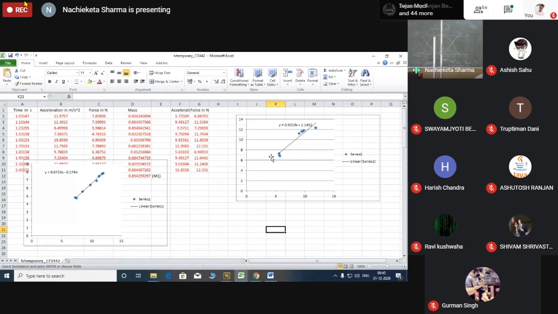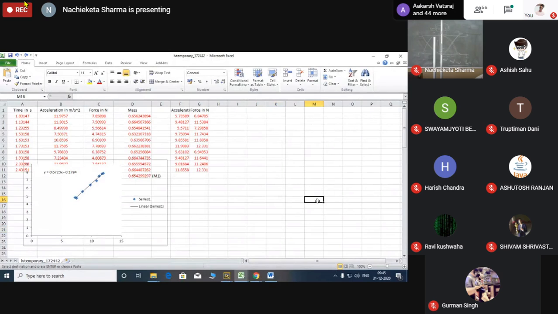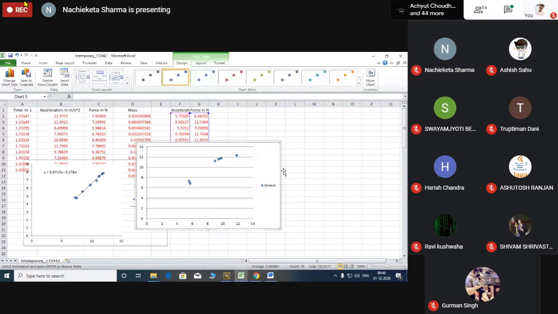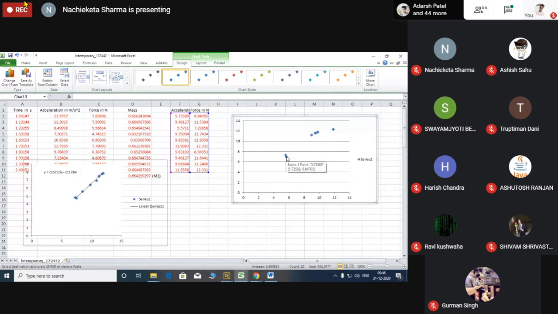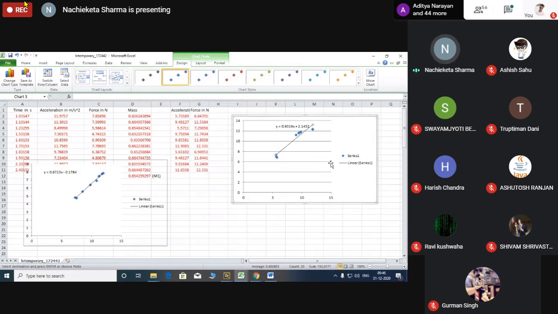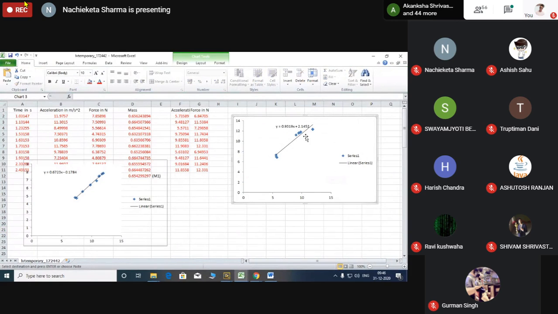Okay, you see. Select, insert, scatter, and this. Right click, trend line, linear, display equation on chart, close, you can get this. We are getting only two points, that's why we are getting this type of slopes.